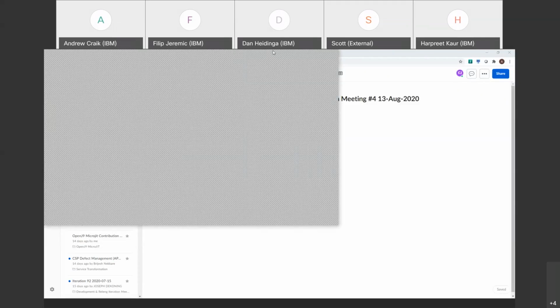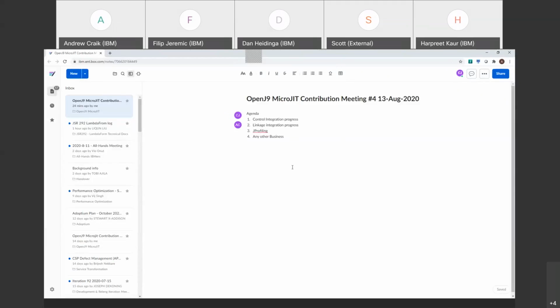And I can't think of anything right now, but if there's any ideas that people have for things they'd like to see in MicroJIT or things that they think we may have missed or overlooked, feel free to bring them up at this meeting or future community calls, or send me an email.